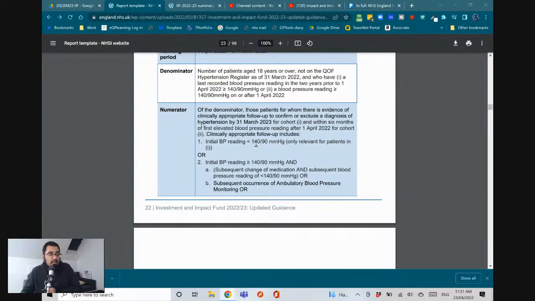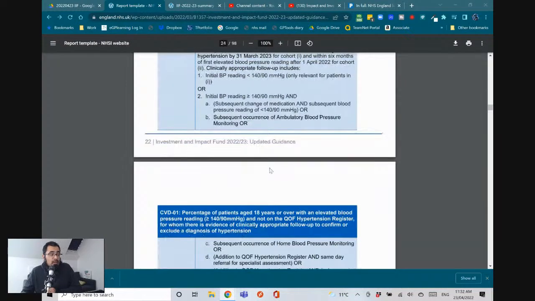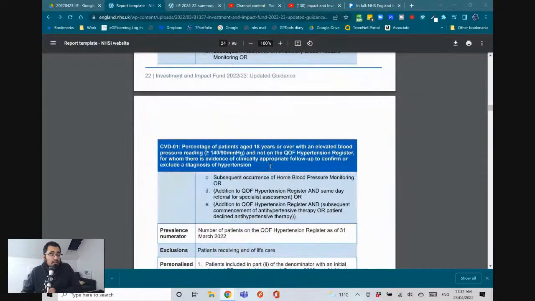Clinically appropriate follow-up includes an initial BP reading less than 140 over 90 for patients in item 1, which is the 6.6-month review they've identified. Or initial BP readings greater than 140 over 90, and then either a subsequent change of medication and a subsequent blood pressure check less than 140 over 90, or a subsequent ABPM (ambulatory blood pressure monitoring), or HBPM (home blood pressure monitoring), or they've been added to the QOF register because of hypertension, or had a referral to specialist assessment because these are younger patients, or addition to a QOF register and continued on therapy if they've declined therapy.